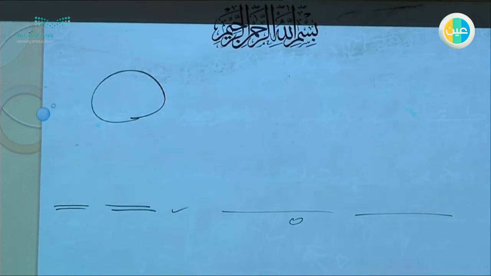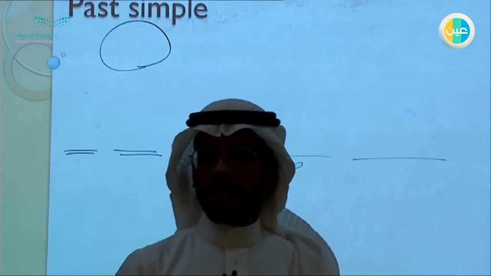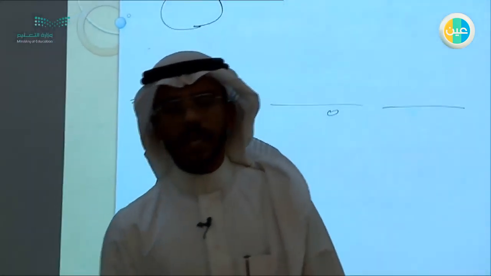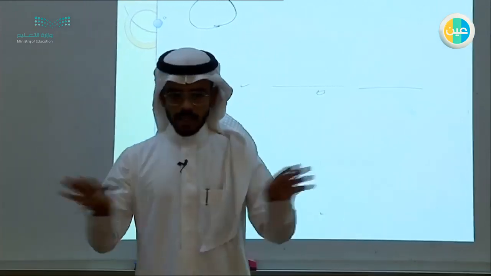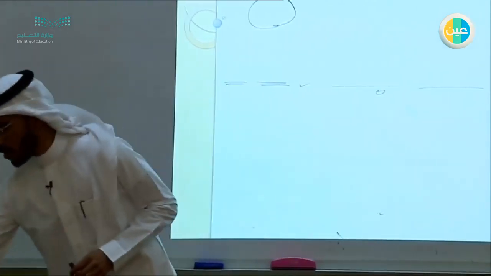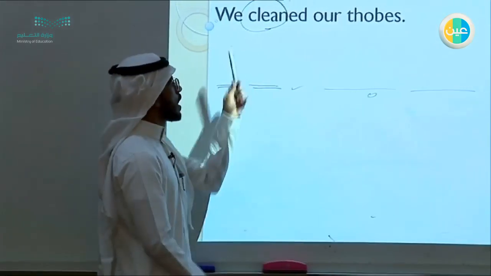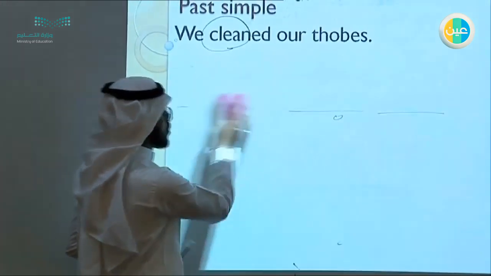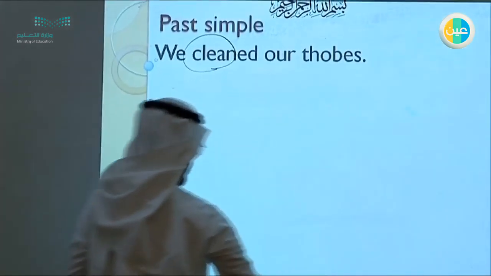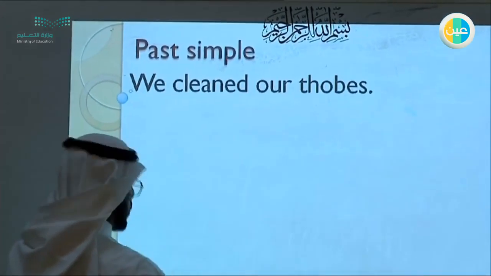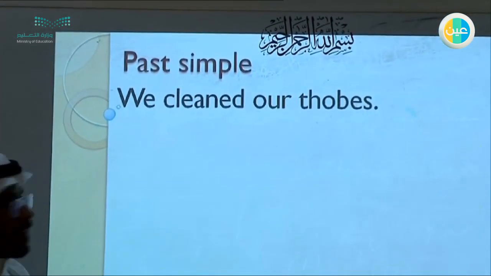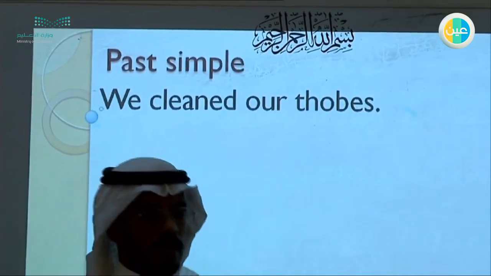Let's move to past simple. As you know, past simple, it's an easy one. We use past simple when something happened in the past and is completely finished. So let's take the sentence: we cleaned our thobes yesterday or last week. We cleaned. Now this is the verb, cleaned, our thobes the object, we the subject. هذا هو الفاعل والفعل والمفعول.